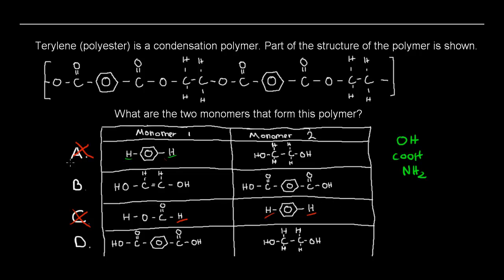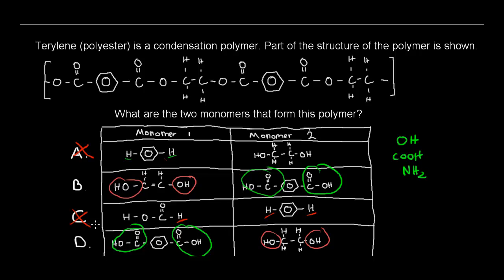Now, if we look at B and D, they could be right because we have a hydroxyl group here and here, and we have a hydroxyl group here and here, and on the other end, we've got a carboxyl group here, carboxyl group here, carboxyl group here, and carboxyl group here, so that's correct.